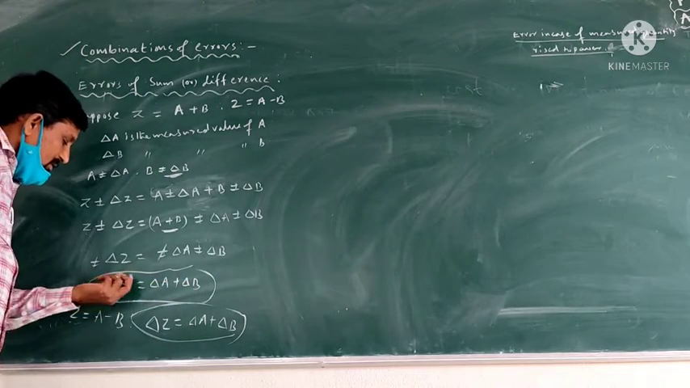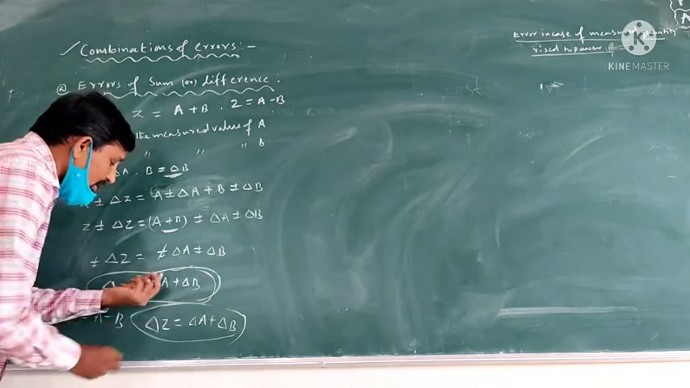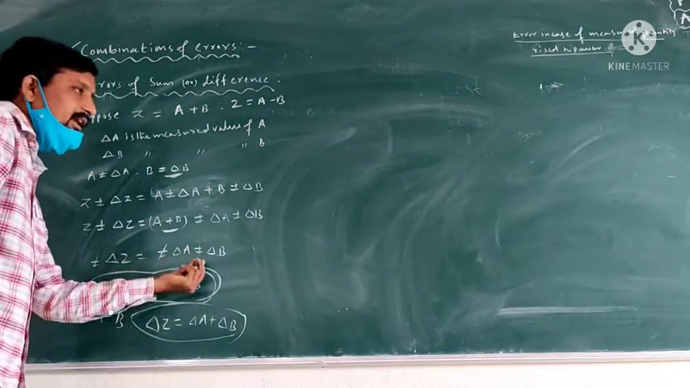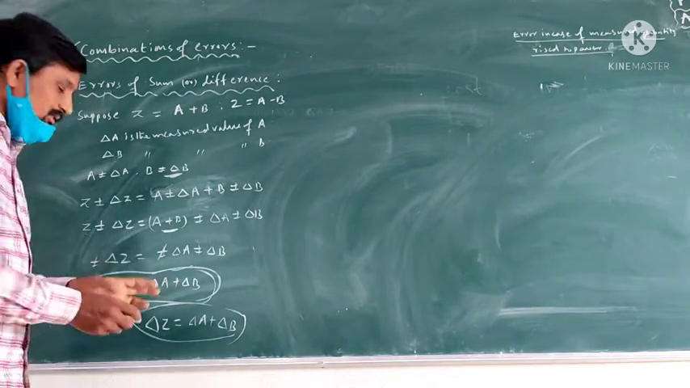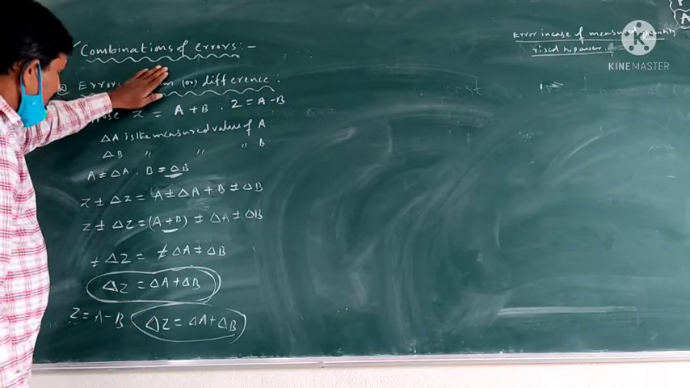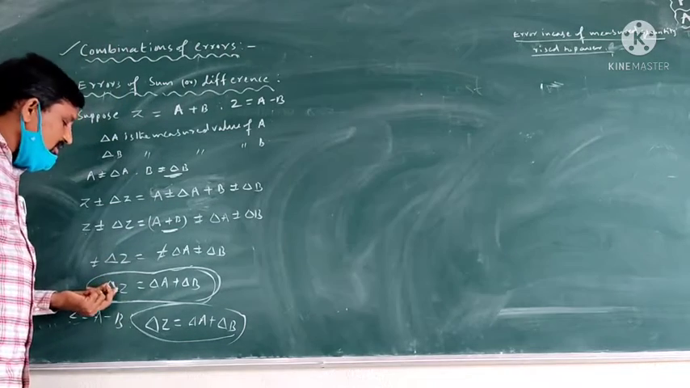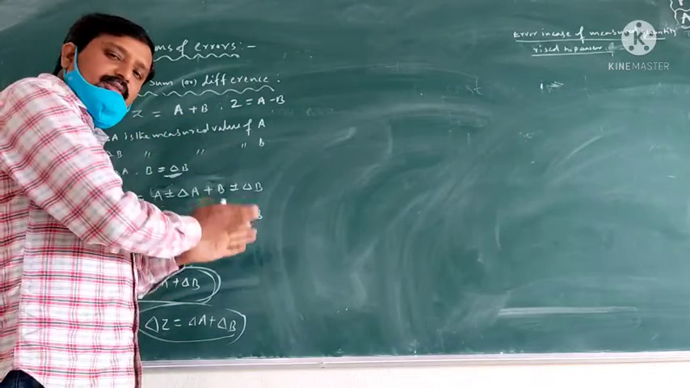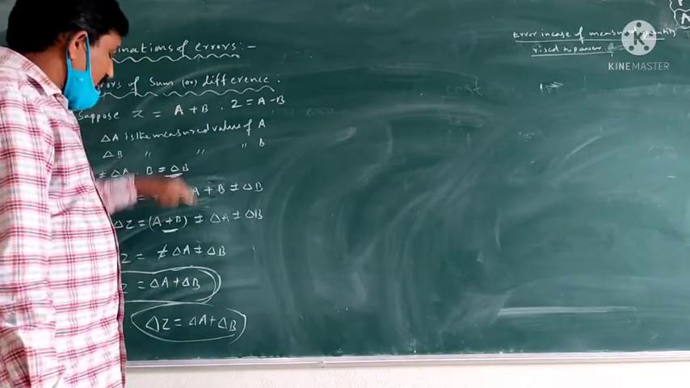That means the resultant absolute error should be equal to the sum of the absolute errors of the individual quantities, delta A and delta B, that is, delta Z. So in the case of addition or subtraction, the maximum possible error delta Z is equal to delta A plus delta B. That means we can add the absolute errors.